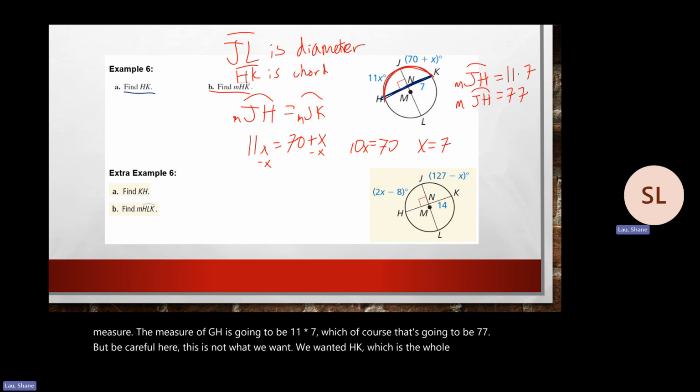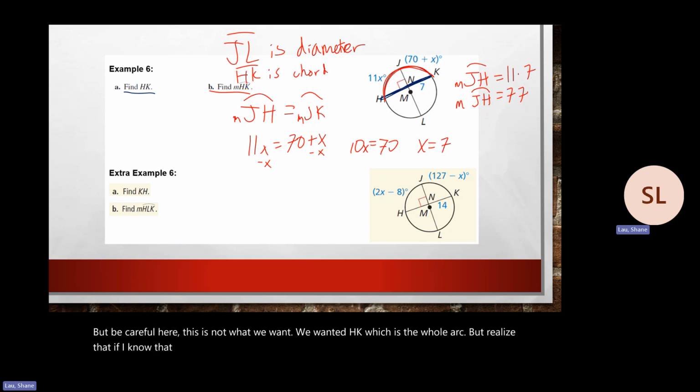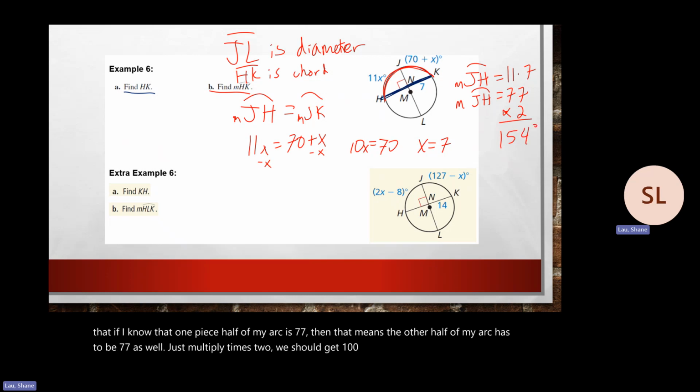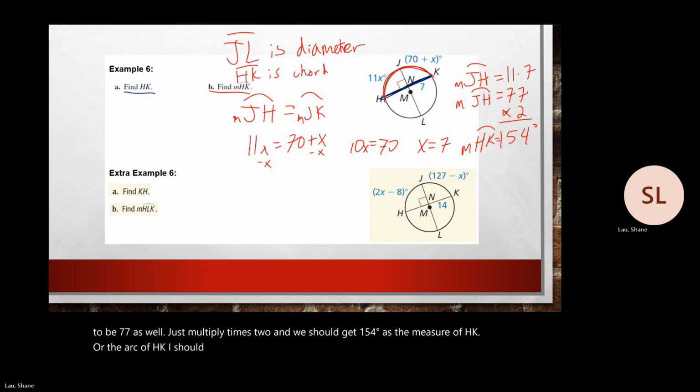But realize that if I know that one piece, half of my arc, is 77, then that means the other half of my arc has to be 77 as well. Just multiply it times 2. We should get 154 degrees as the measure of HK, or the arc of HK, I should say. That's pretty easy.